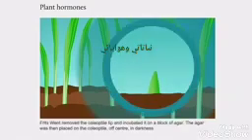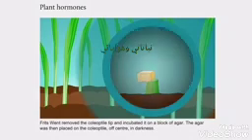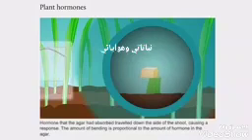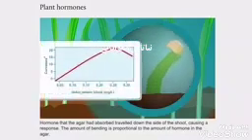Fritz Went removed the coleoptile tip and incubated it on a block of agar. The agar was then placed on the coleoptile off-center in darkness. Hormone that the agar had absorbed travelled down the side of the shoot, causing a response. The amount of bending is proportional to the amount of hormone in the agar.